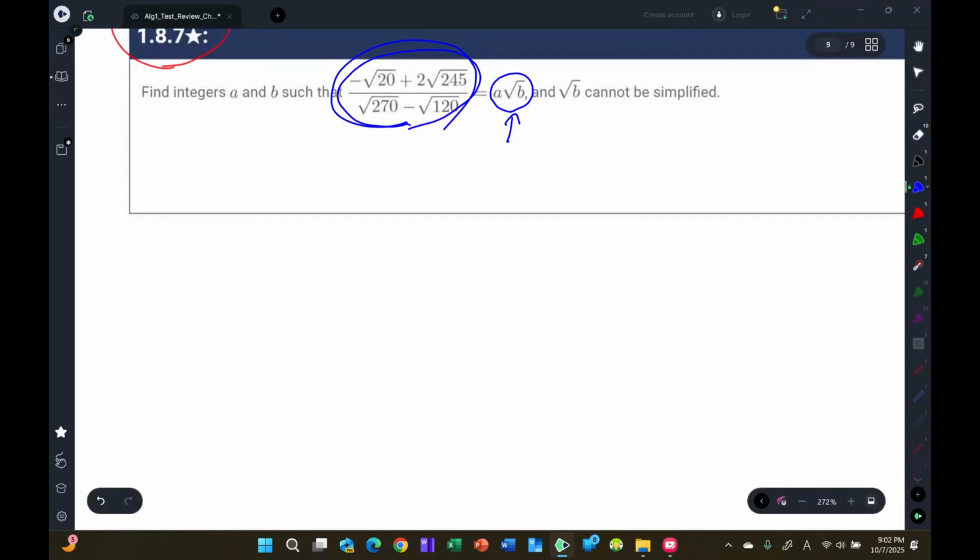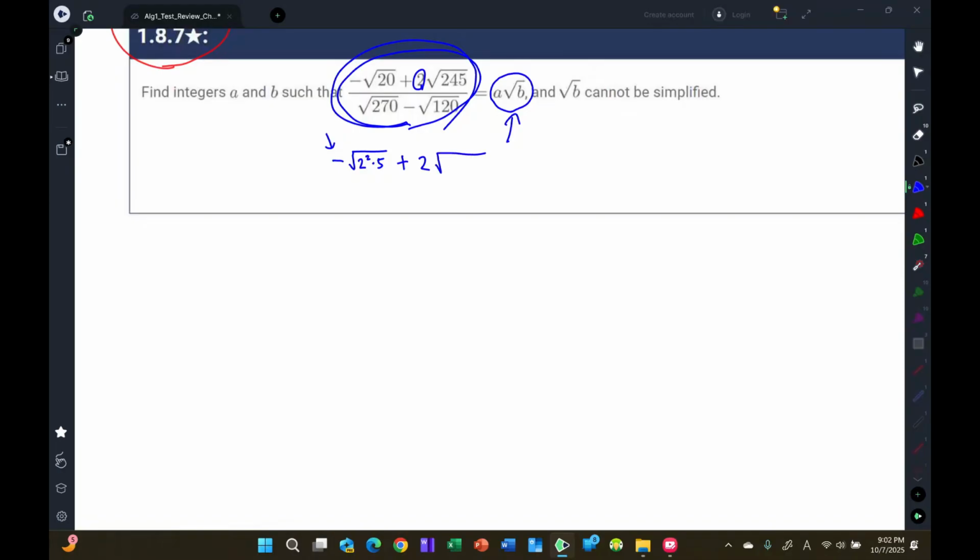Now, negative root 20. Can I break down 20? Does 20 have any perfect square? The bigger the better. What's the biggest perfect square that goes into 20? 4, right? 4 is 2 squared. So 4 times what is 20? 5. So I rewrote root 20 as square root of 2 squared times 5, right? And I didn't forget to write the negative sign, because you shouldn't. Plus, don't forget about the 2 that's already outside.